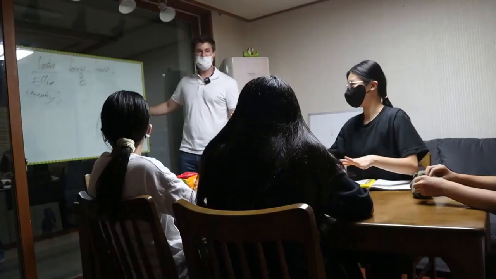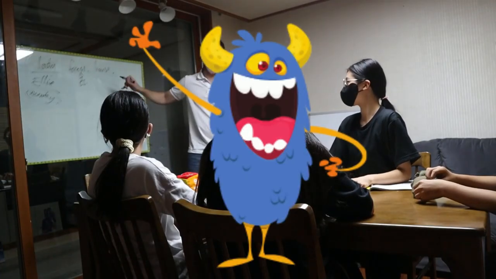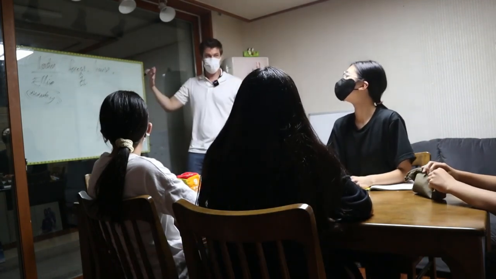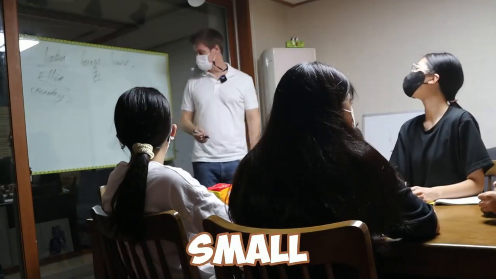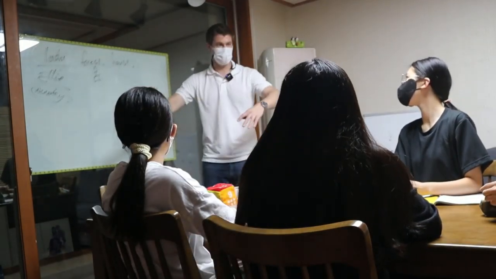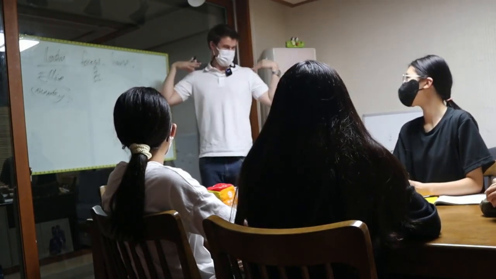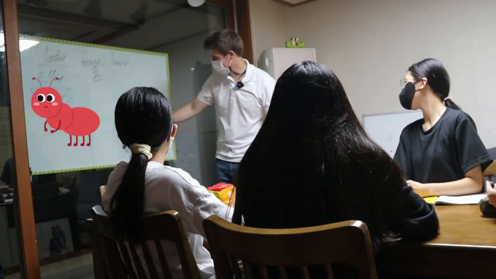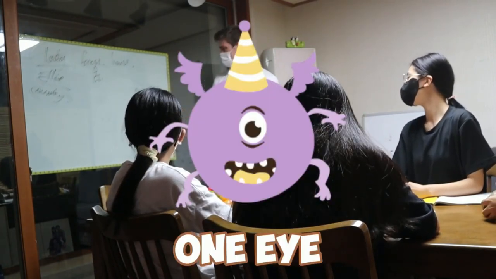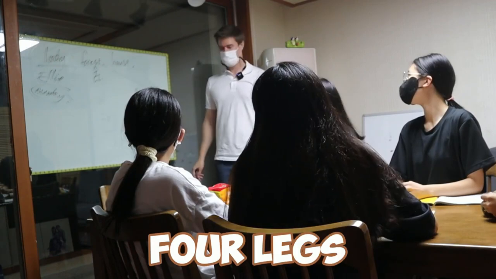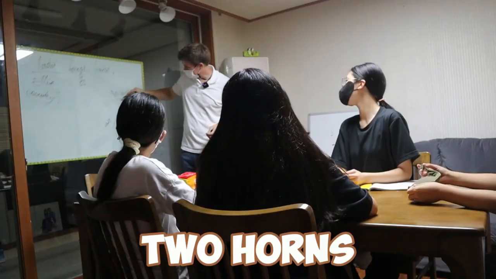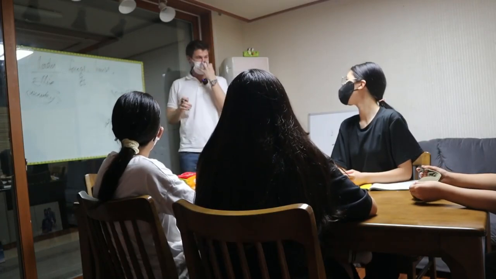A white t-shirt. In the forest, there is a monster. What does he look like? Is he big? Is he small? Small. Okay. How small is he? Like a small dog? Small as me? Small as an ant. Okay. How many eyes? One eye. How many legs? Four legs. And what else does he have? Two horns. Wow. Does he have a mouth?